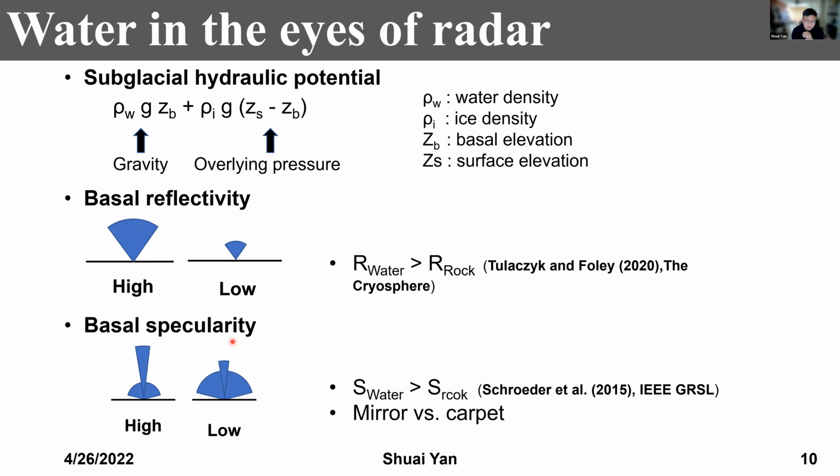You shine your light on a carpet, the whole room is lit up. But if you shine your light on a mirror, only a very specific part is lit up. In that case, a mirror has a much higher specularity than a carpet. And so the same for water. Water would have a much higher specularity than the surrounding rock.